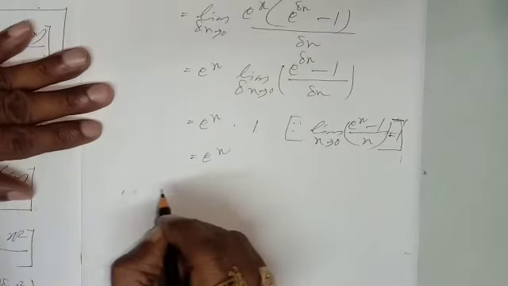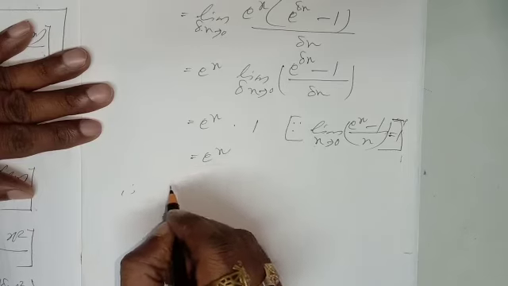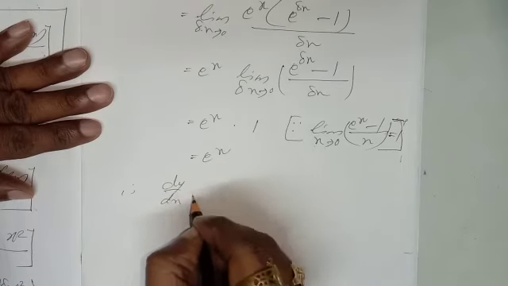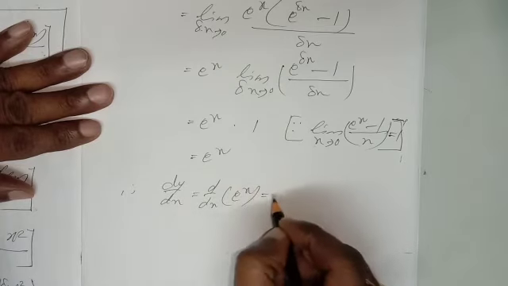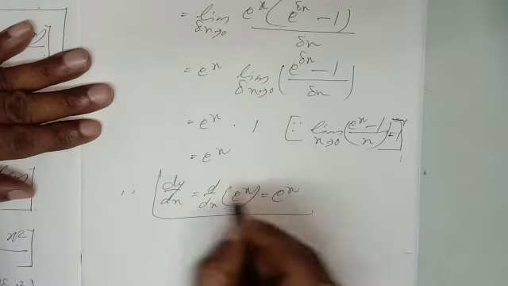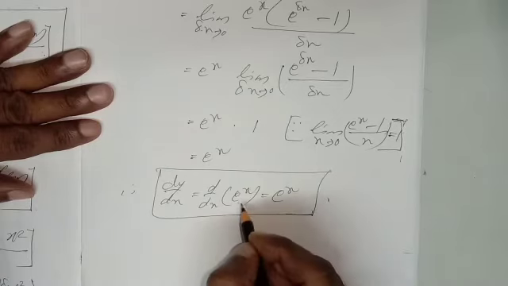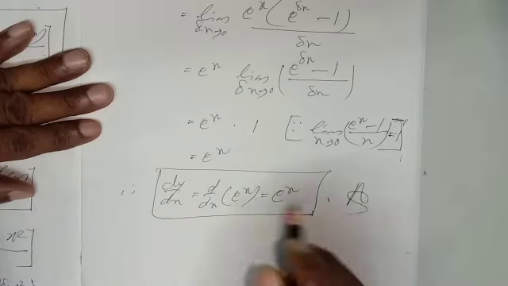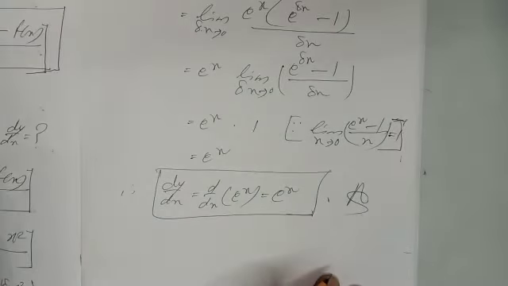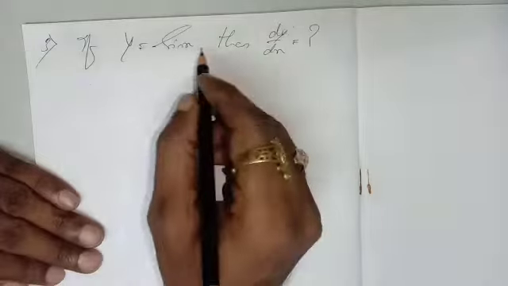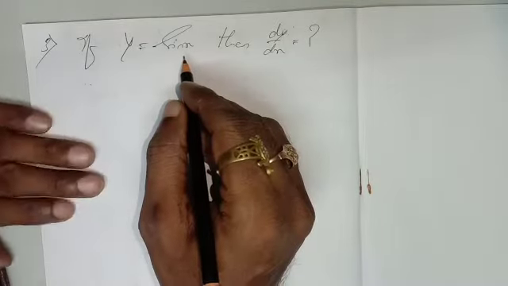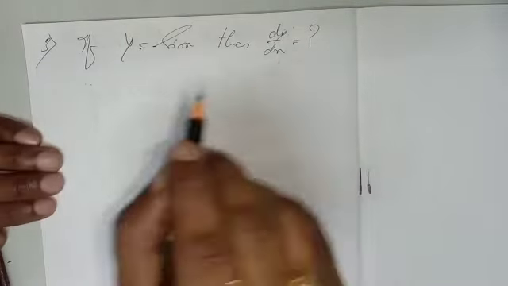Therefore you can write like this: dy by dx, which is equal to d by dx of e to the power x, which is equal to e to the power x. You have to memorize that the derivative of e to the power x is e to the power x. This is the answer. And this one I have done by derivative by first principle. Let us take another one. Question number 3. If y is equal to sin x, then find dy by dx. Same process.